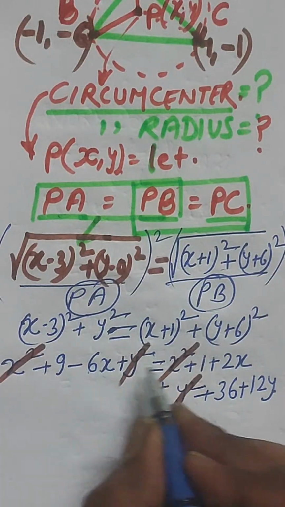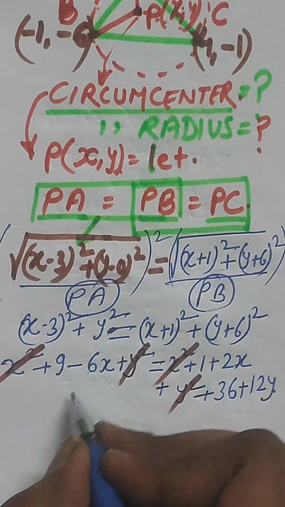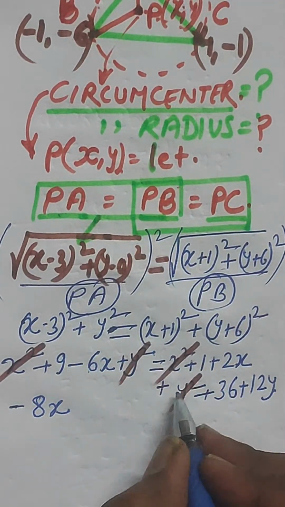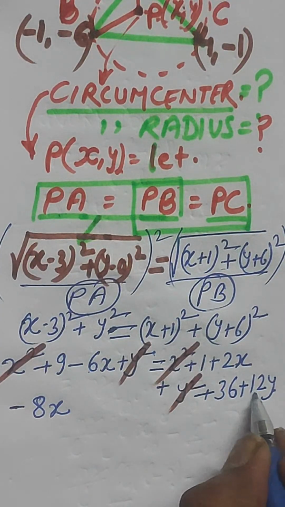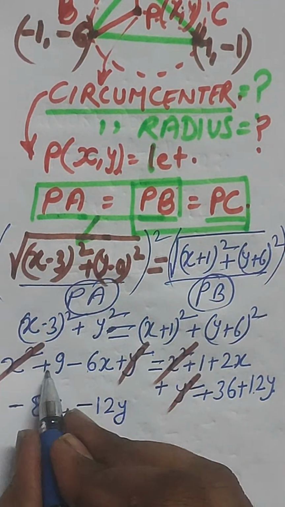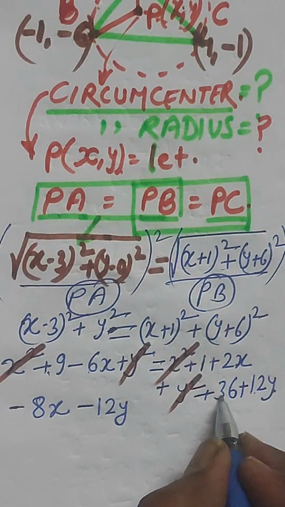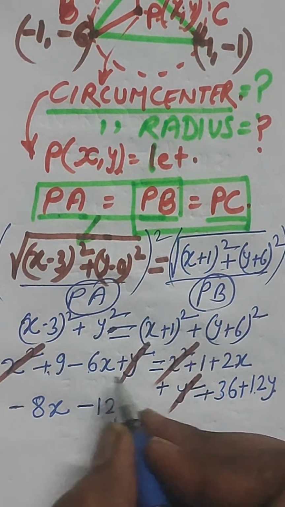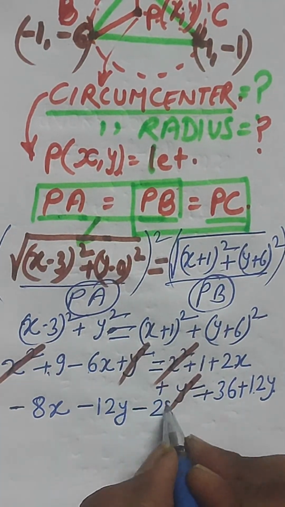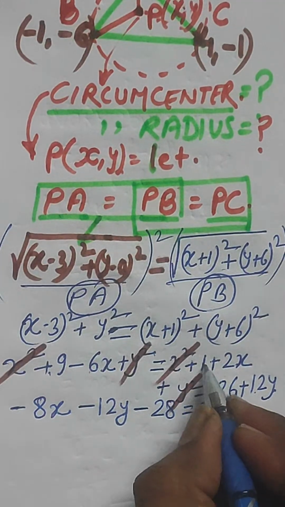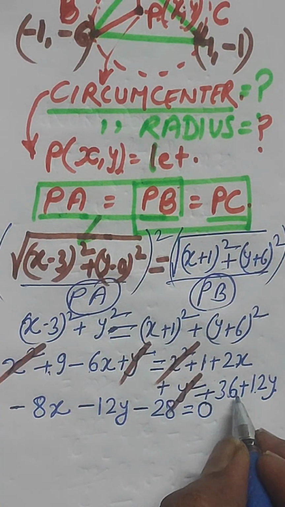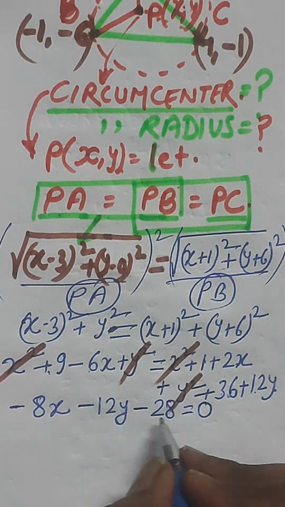So minus 6x and this 2x. When 2x comes to the left side, this will be minus 8x. Then when 12y comes to the LHS, this is minus 12y, then plus 9, and when this 37 comes to the LHS, this will be 37 minus 9, that is 28. So this is minus 28 is equal to 0, because 36 plus 1 is 37, and when 9 is subtracted from 37, we get 28.